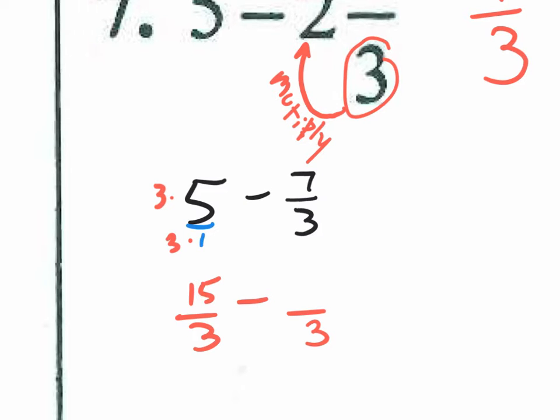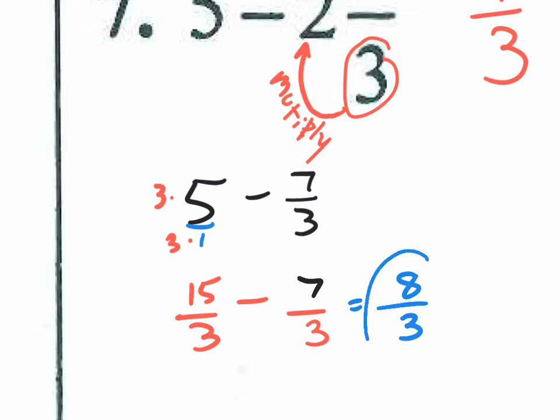And then over here, the 3, we don't do anything to it. So the 7, we're not going to do anything to it. So that's really still a 7 right there. Now that we have a common denominator, we could actually subtract 15 take away 7. What is 15 take away 7? 8. 8 over 3 is your final answer right there.